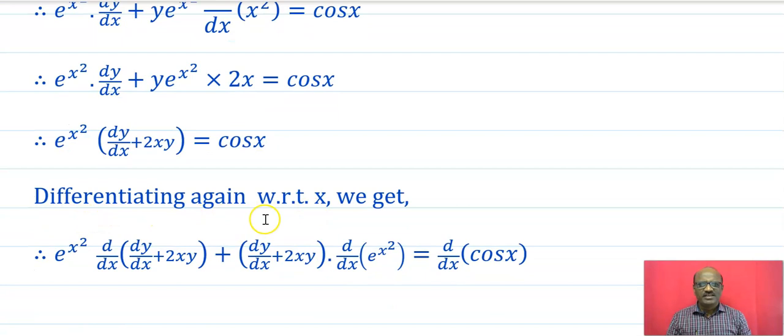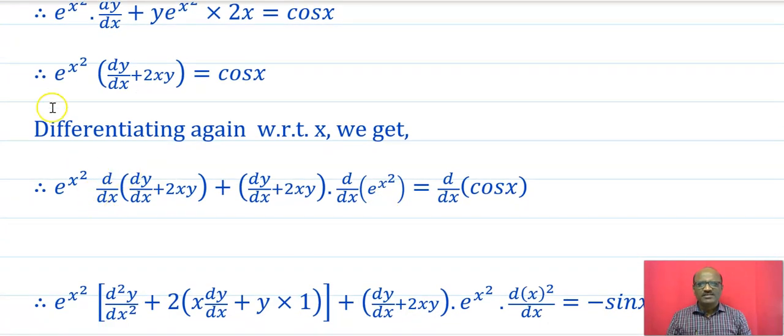Now differentiate again with respect to x. Now see this, these are the two terms. Apply the product rule here. First we'll differentiate the second term, keeping e raised to x square as it is. Find d/dx of dy by dx plus 2xy, plus. Next, keep dy by dx plus 2xy as it is, then find d/dx of e raised to x square. And on the right hand side, the derivative of cos x.